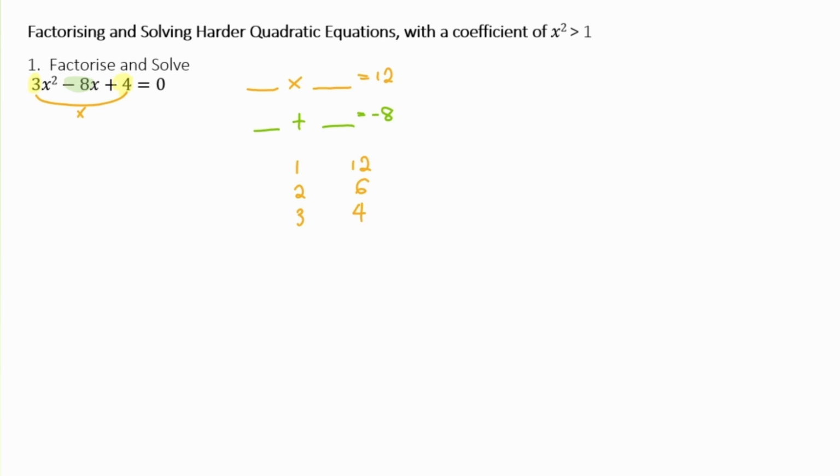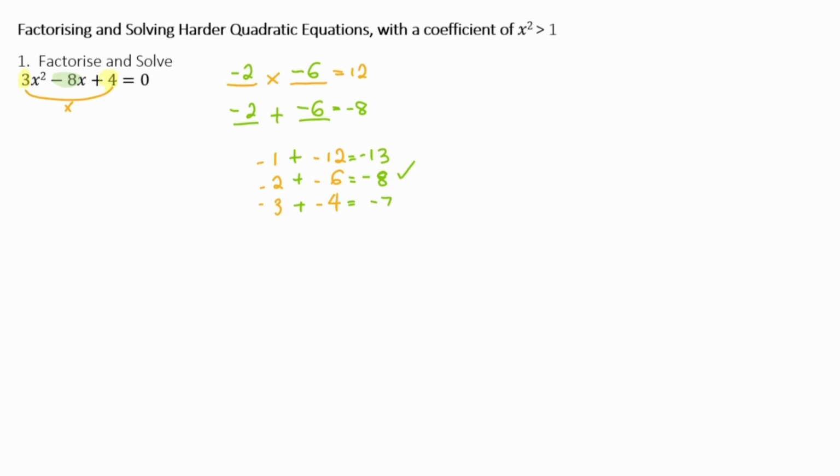But because we are adding to get a negative number and multiplying to get a positive number, that means both the factors either have to be positive or negative. Because we are adding to get a negative number, that means both factors would have to be negative. So if we add all these numbers, we can see what gives us negative 8. Negative 1 and negative 12 add to give us negative 13. Negative 2 and negative 6 add to give us negative 8. And negative 3 and negative 4 add to give us negative 7. So the two factors that we'll be using are negative 2 and negative 6, which multiply to give us 12 and also add to give us negative 8.